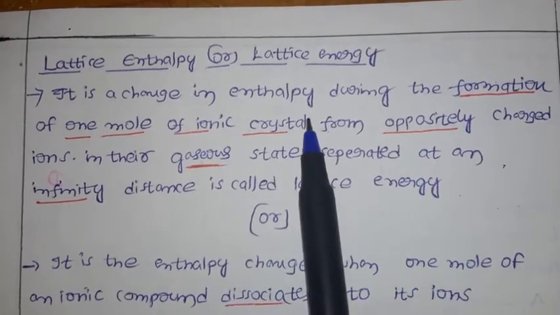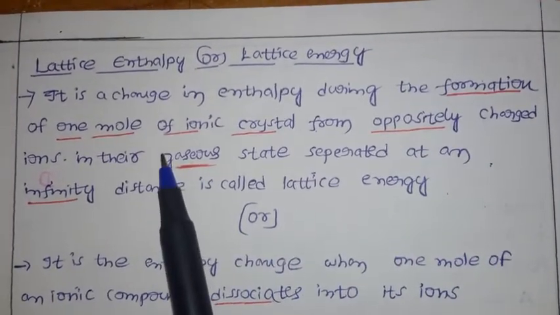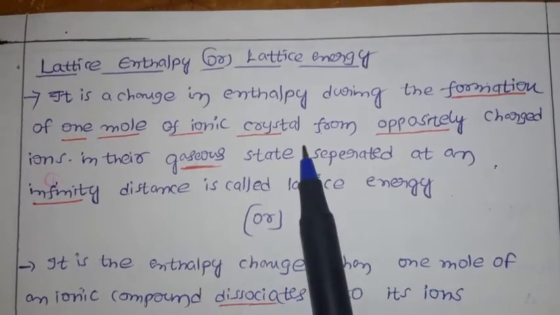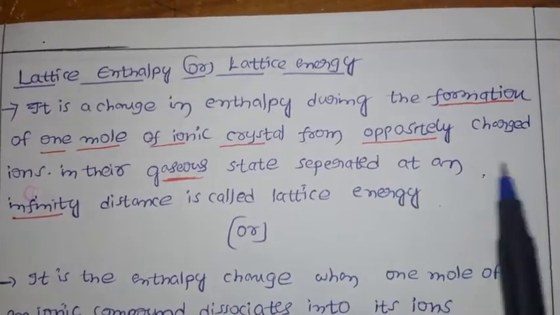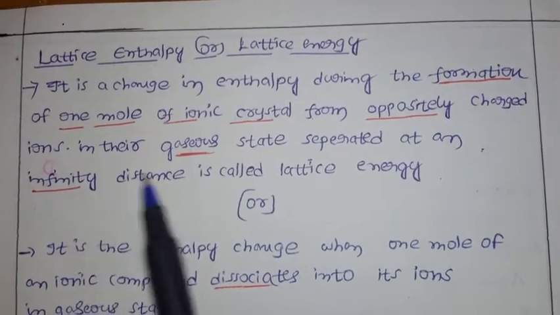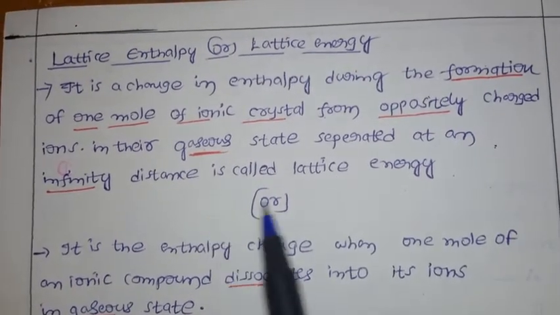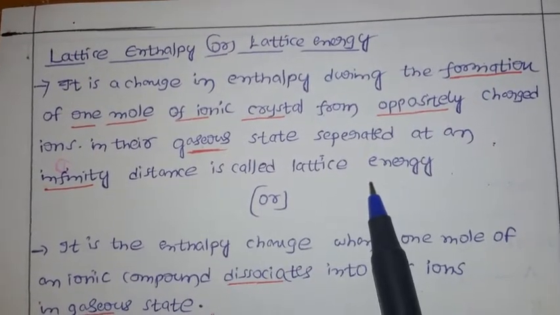It is the change in enthalpy during the formation of 1 mole of, and here 1 mole is important, ionic crystal from oppositely charged ions in their gaseous state, separated at infinite distance. That is called lattice energy. Okay, what is the meaning of that?